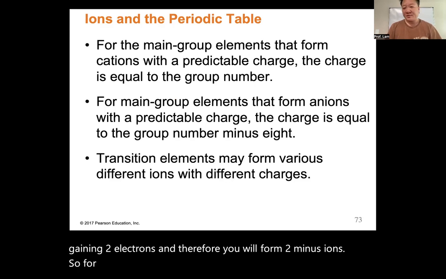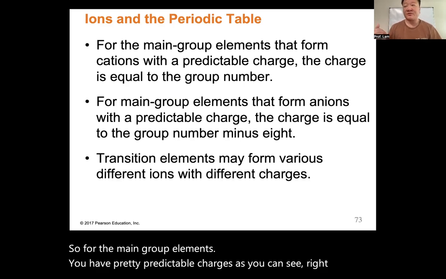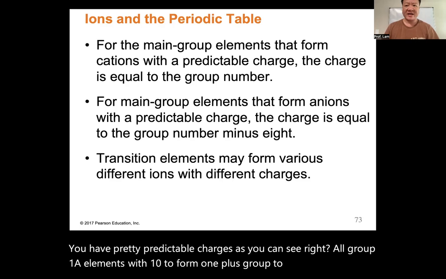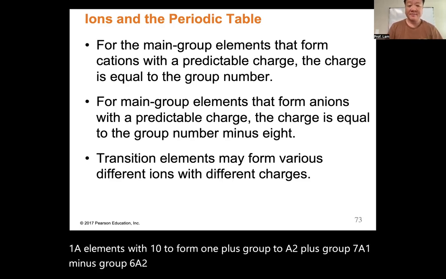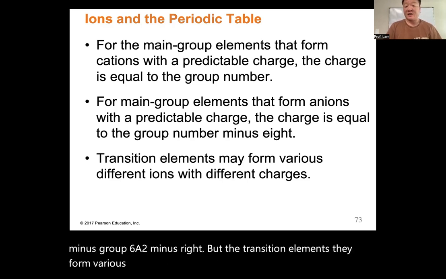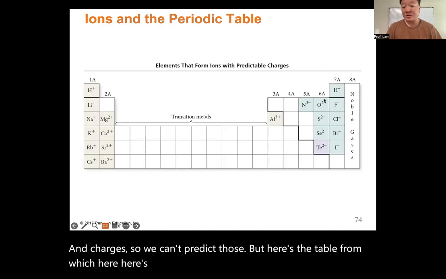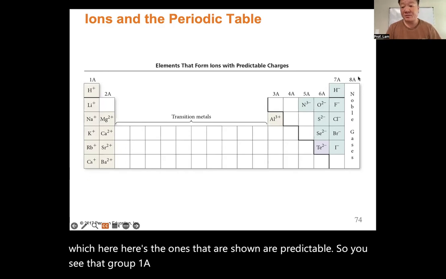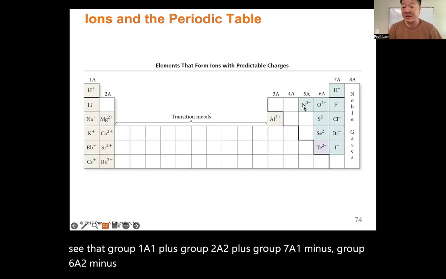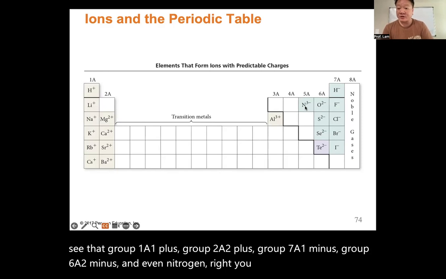So for the main group elements, you have pretty predictable charges, as you can see. All group 1A elements would tend to form 1 plus, group 2A 2 plus, group 7A 1 minus, group 6A 2 minus. But the transition elements form various different ions and charges. So we can't predict those, but here's the table showing the ones that are predictable. So you see that group 1A, 1 plus, group 2A, 2 plus, group 7A, 1 minus, group 6A, 2 minus, and even nitrogen, you can guess what charge it would be.